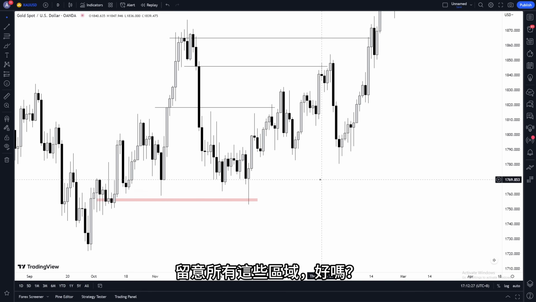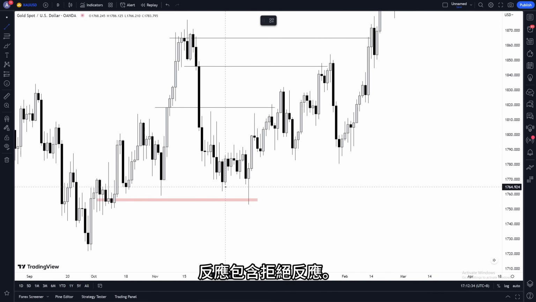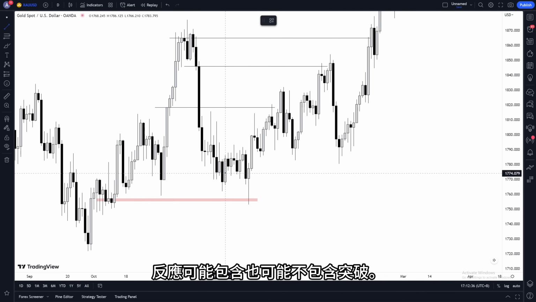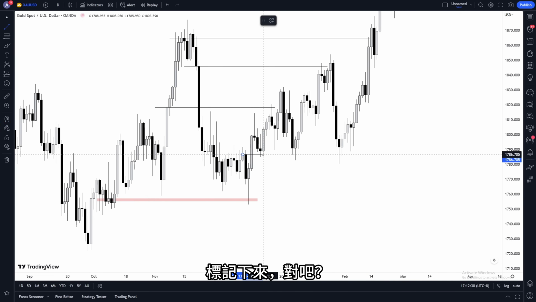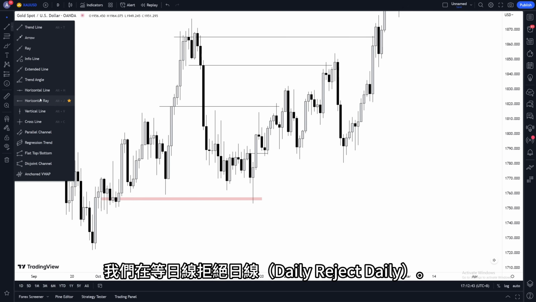Be aware of all these zones, okay? And play the one which has the reaction. The reaction includes the rejection. The reaction may or may not include the breakout. So we have a weekly bullish. Mark that, right? So we're waiting for what? We're waiting for a daily reject daily.